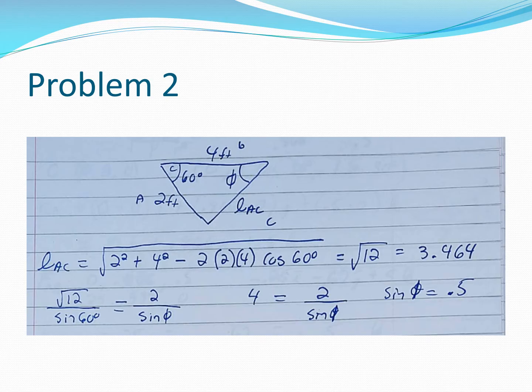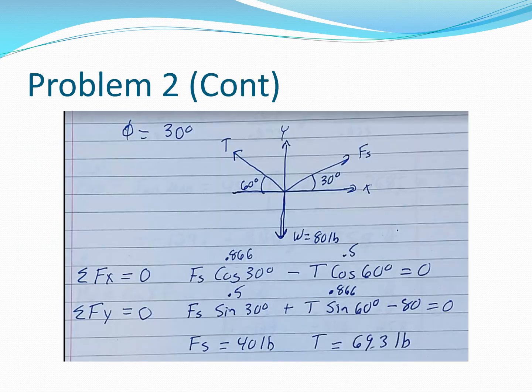We know how long two of the three sides are. So we use the law of cosines to find the unknown side, and then we use the law of sines to find that unknown angle, which I've labeled as phi here. We need that information so that we can draw the free body diagram to do this problem. So I've done that. I didn't put the angle there, but you can see I got the sine of phi equals 0.5, which is a 30-degree angle, as you can see here.